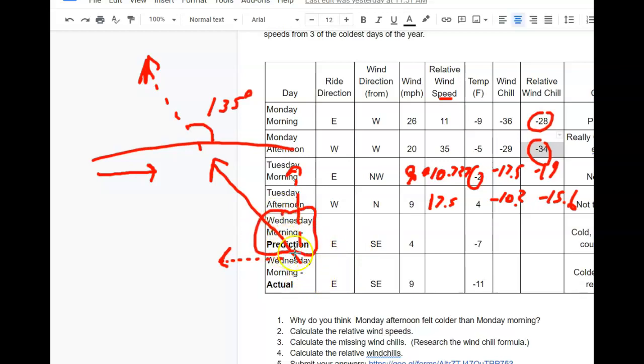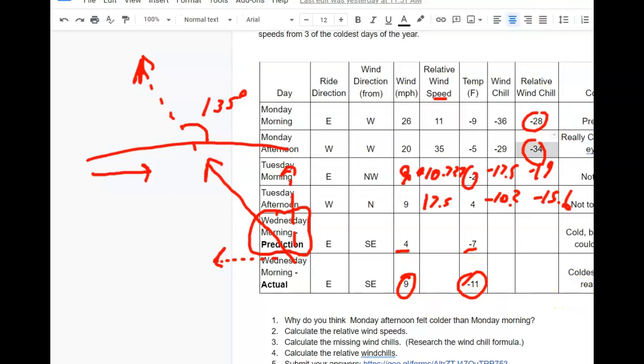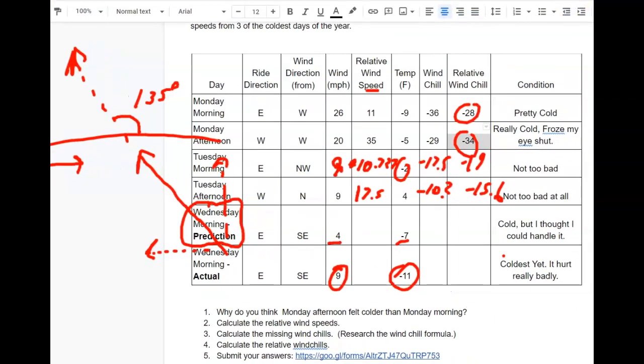Okay, but then in actuality, when I got up in the morning, it was a little bit windier and it was a little bit colder. And those things together gave me the famous coldest yet. It hurt really, really badly. So hopefully you guys can do that.